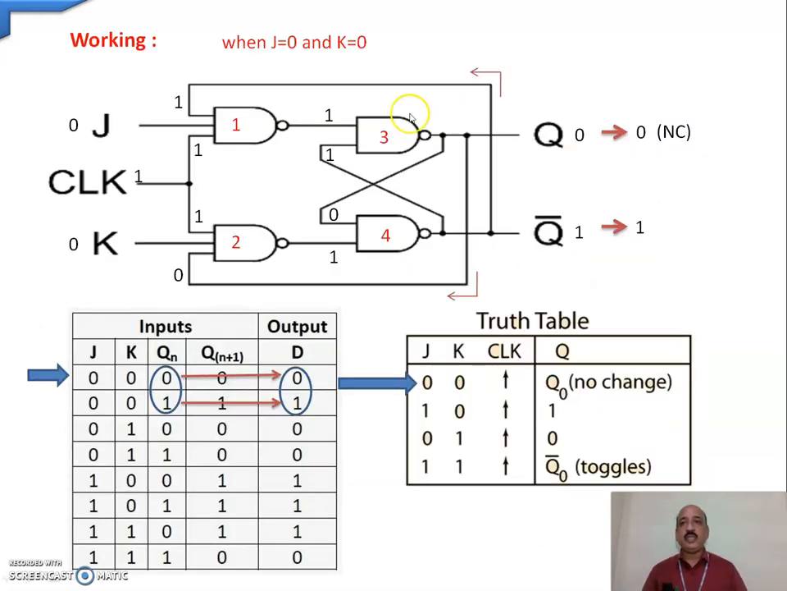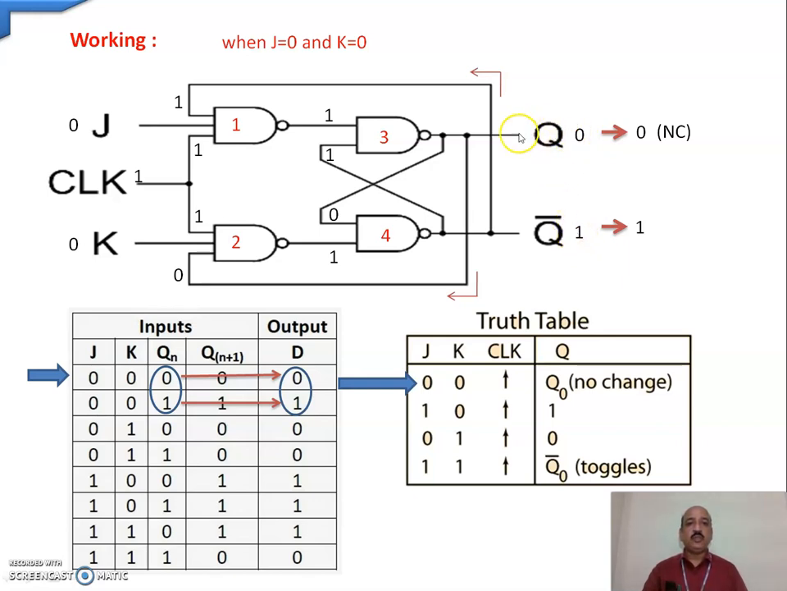Now let us see the working of the JK flip-flop. Here J is equal to 0, K is equal to 0, as specified in the truth table. The arrow mark here indicates that we are taking the possibility of J equal to 0 and K equal to 0 with Q of N equal to 0. Q of N equal to 0 is represented here. Naturally, Q bar will be equal to 1.